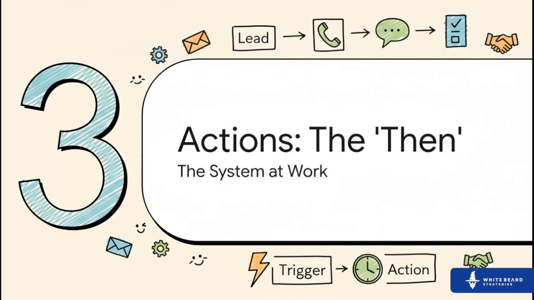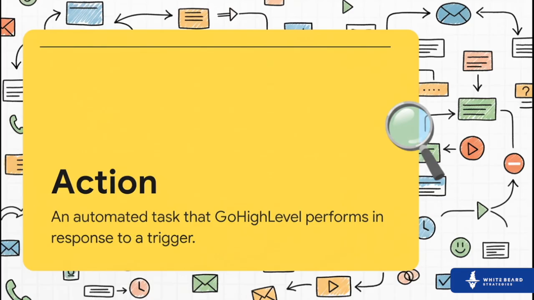Okay, so a trigger fires. What happens next? Well, this brings us to the second part of the equation, the action. This is the "then do this" part, where the system actually gets to work for you. So an action is the response. It's the email that gets sent, the text message that goes out, or the internal task that GoHighLevel just handles for you automatically. No fuss.